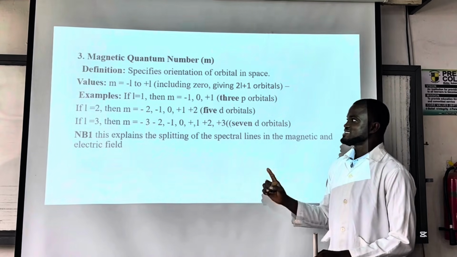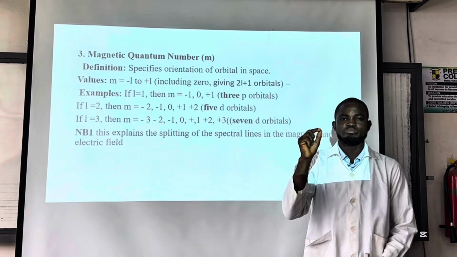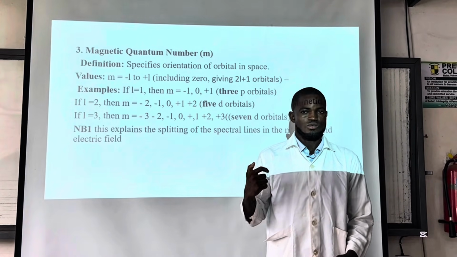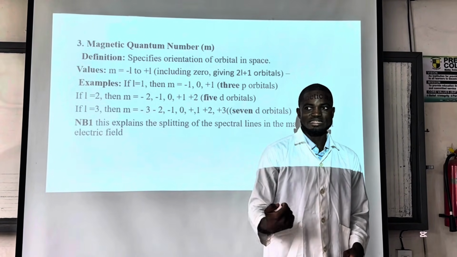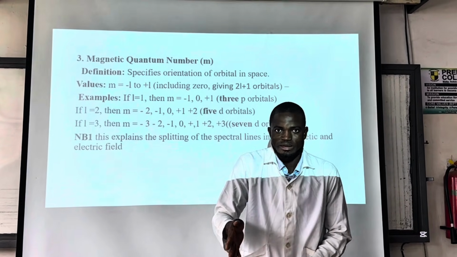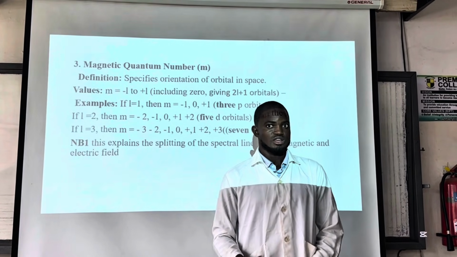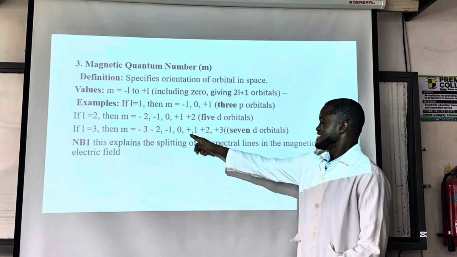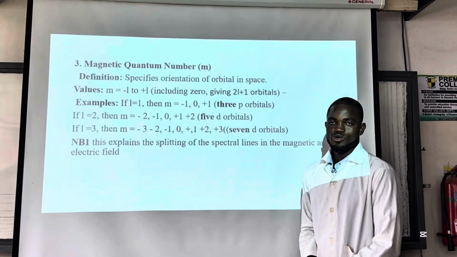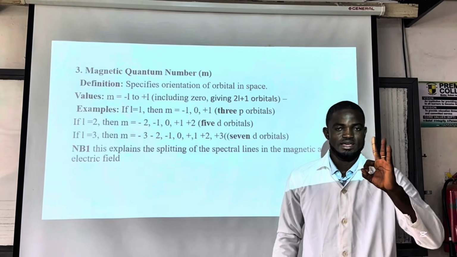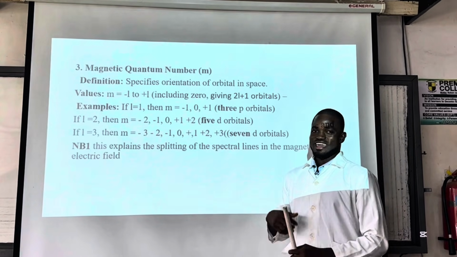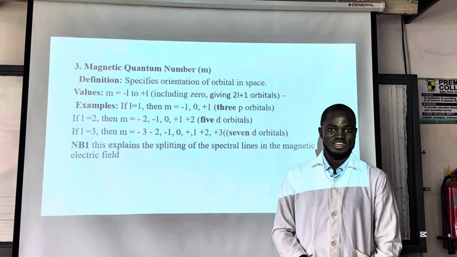Note, it is this magnetic quantum number that was able to explain the splitting of the spectral light. Remember, we made mention that when a charged particle is moving, it has a magnetic field. Which means that when you bring a magnetic field closer to it, you expect interaction. And the possible ways that the orbital can occupy will tell you the possible splitting of the orbital. Which means that a p orbital will split into 3 in the presence of a magnetic field or electric field. So the magnetic quantum number explains the splitting of the spectral lines.